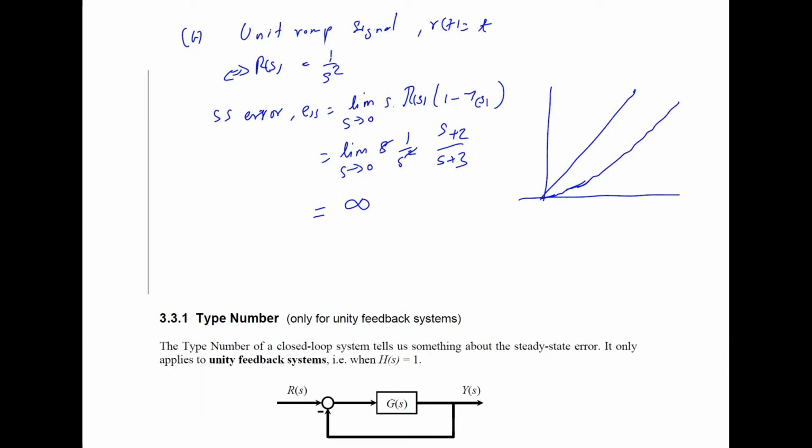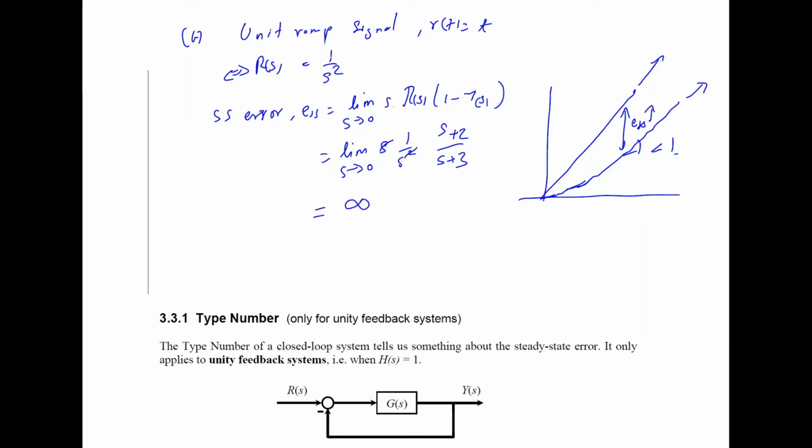It is still trying to track the reference, but the slope of this is going to be less than 1. So basically, as r(t) is going towards infinity, y(t) is also going towards infinity, but the steady state error, because the slope is less than 1, is also growing over time.